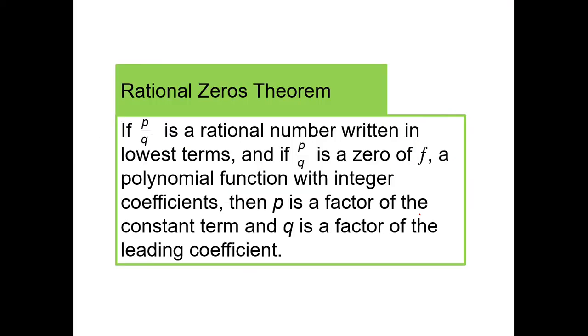The rational zeros theorem states if p over q is a rational number written in lowest terms, and if p over q is a zero of f, a polynomial function with integer coefficients, it has to have integer coefficients, then p is a factor of the constant term and q is a factor of the leading coefficient. Let's try out the rational zeros theorem.